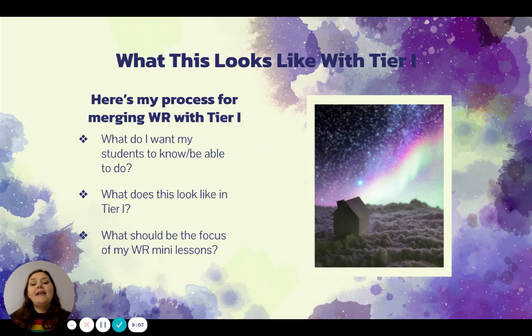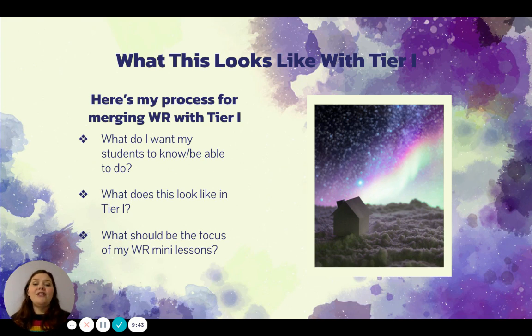Then I also ask myself, what should be the focus of my Writing Revolution mini lessons? Now we do know that so many of these pieces of Writing Revolution build upon each other. So we can't just start with writing a summary. We need to go through that process with our students and build them up to be able to get to that sentence writing. For example, you wouldn't have them do that full outline before they've done a single paragraph outline. They need to build up to that. We need to give them lots of practice and opportunities to build those skills.